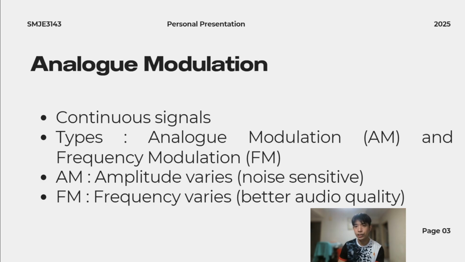And in frequency modulation, the frequency of the carrier changes while the amplitude remains constant. This makes FM less sensitive to noise, which is why it is widely used in music radio broadcasting, where sound quality is of more importance.